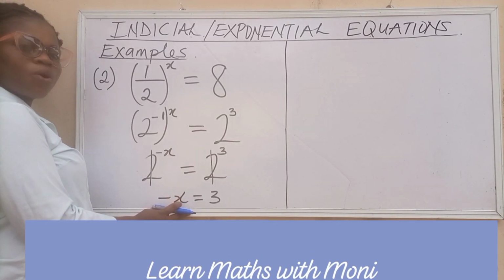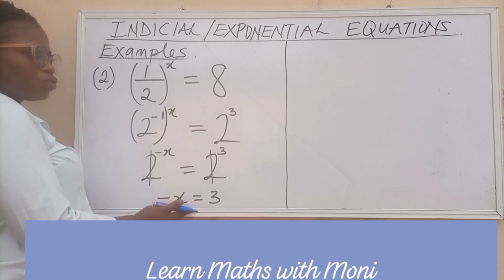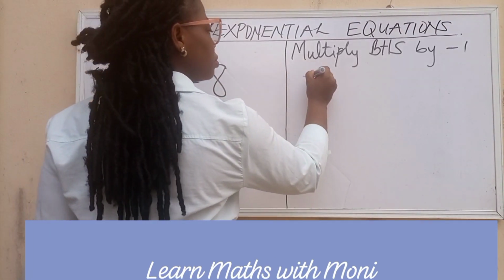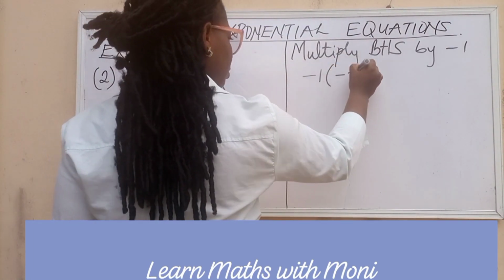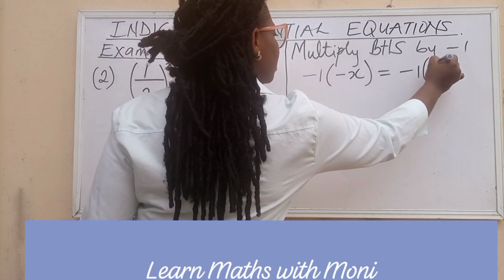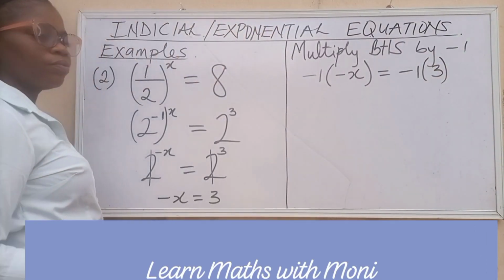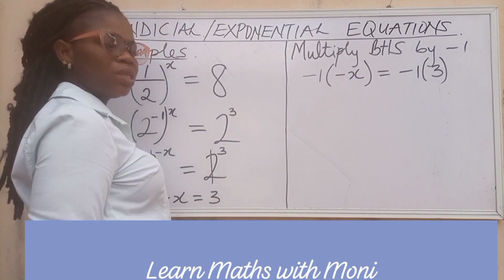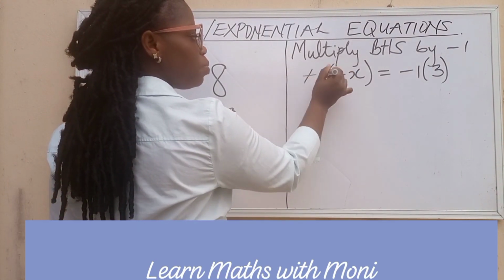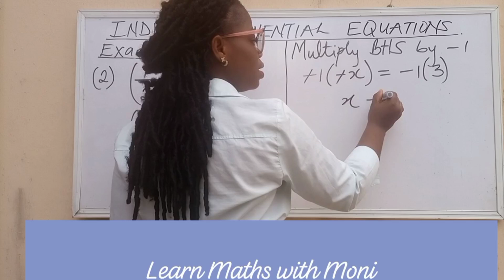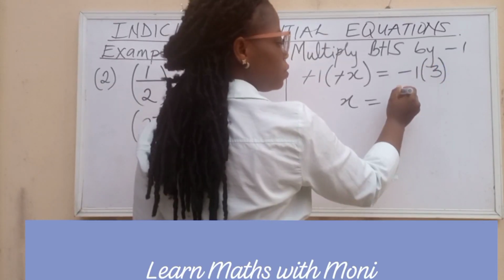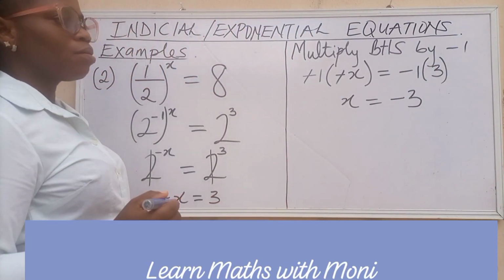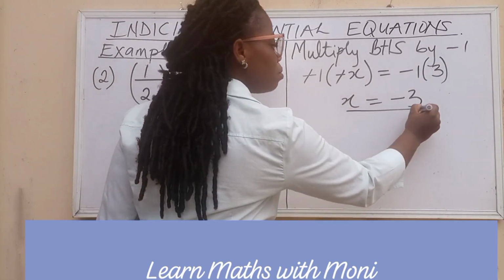But we desire to have x, not minus x. So I'll multiply both sides by minus 1. We are multiplying both sides by minus 1 because we intend to cancel out the minus with the x. Minus times minus is plus. 1 times x is x equals minus times plus is minus. 1 times 3 is 3. So our x is minus 3. x equals minus 3.